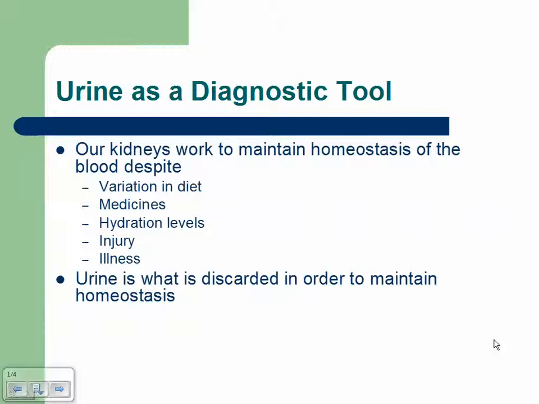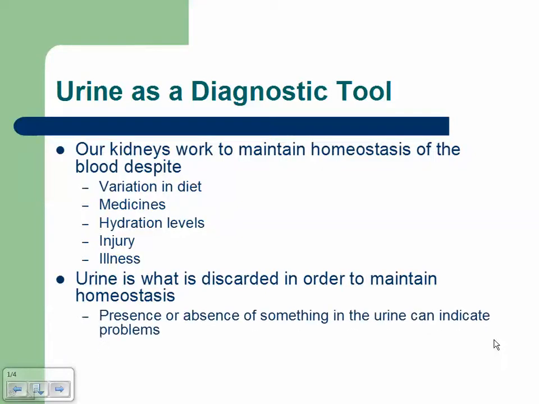Whatever they have to get rid of in order to keep the blood the same is what ends up in our urine. So by looking at our urine, we know what we have too much of or what we don't have enough of by whether something's in our urine a lot or not there at all. So the presence of something or the absence of something can indicate a problem.